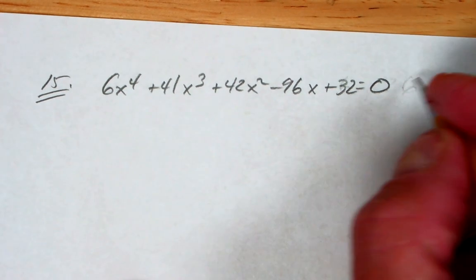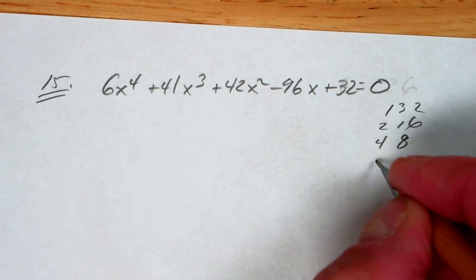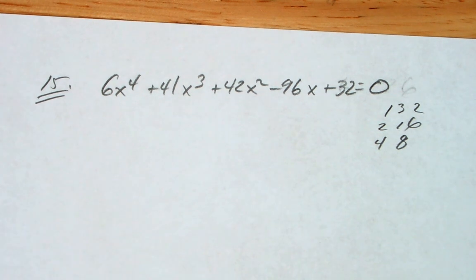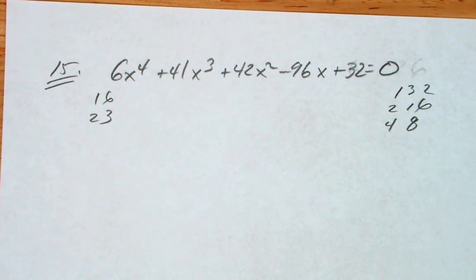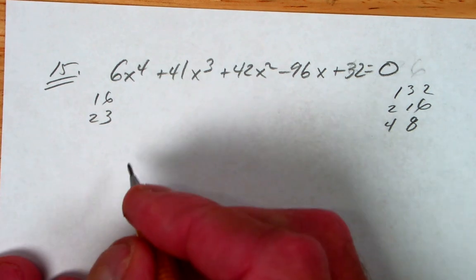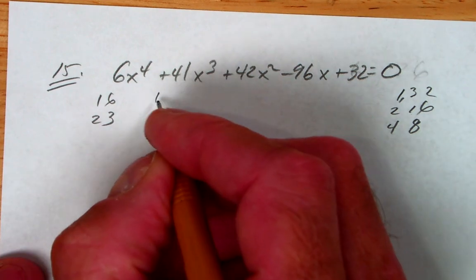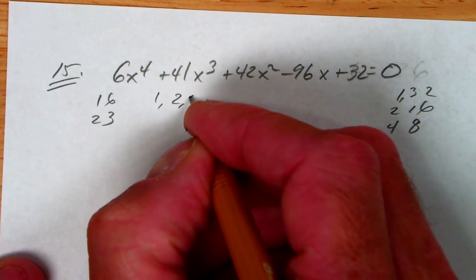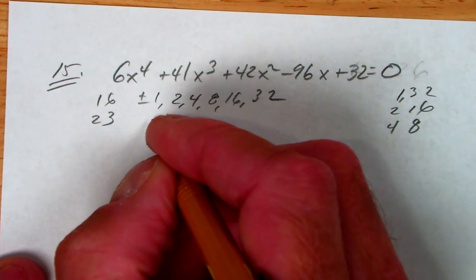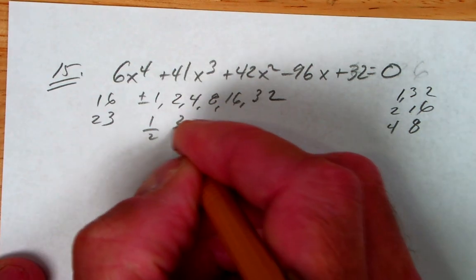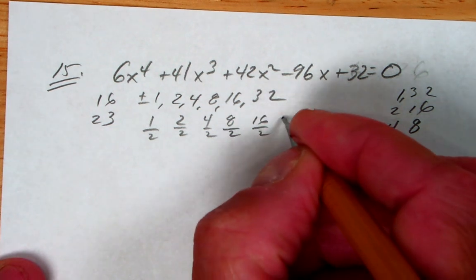So my factors of 32 go 1 and 32, 2 and 16, 4 and 8, and that's it? Oh, that's not so bad. So then here I got 1 and 6, 2 and 3, but there's going to be a boatload of possibilities. So if I would write them all, it's going to be 1, 2, 4, 8, 16, and 32, plus or minus all those. And then all those, 1 half, 2 halves, 4 halves, 8 halves, 16 halves, and 32 halves.